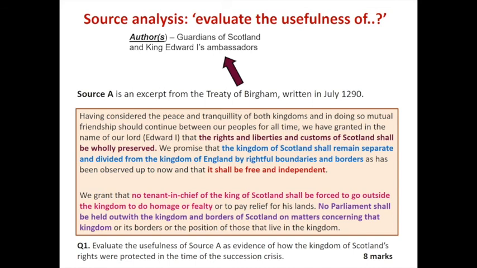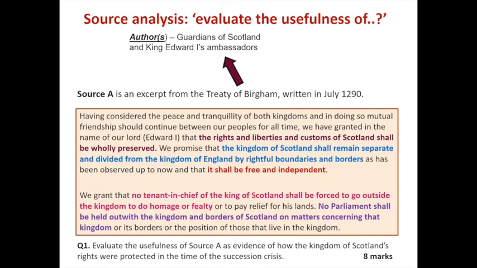In this case, because we've obviously learned about the Treaty of Birgham in our last session, we should know that the Treaty of Birgham was written by the Guardians of Scotland and King Edward I's ambassadors. So because we've got that prior learning, we can bring that to this answer. And sometimes in Higher History, they'll challenge you a bit and they'll throw in sources like this and they expect you to maybe know who made them, because that's part of the learning of the course. As I said earlier on, the Treaty of Birgham is a fairly big deal in this course, so knowing all about it, who made it, the main points of it, is going to be a really useful thing for us to take away from this section of the course.